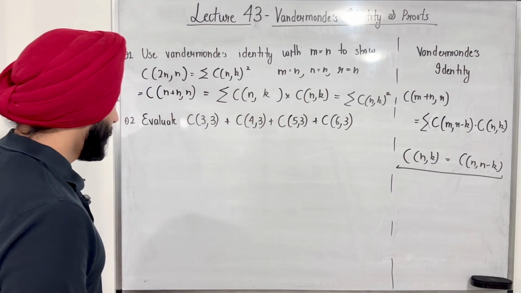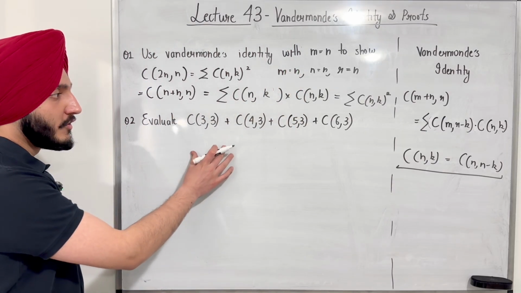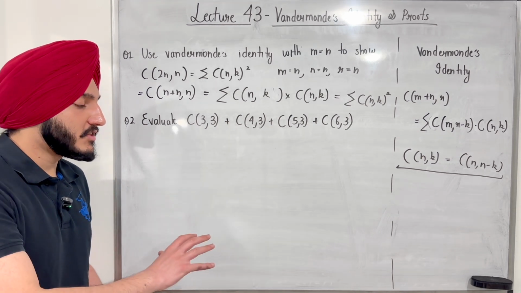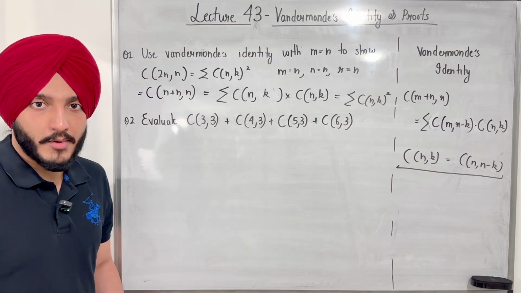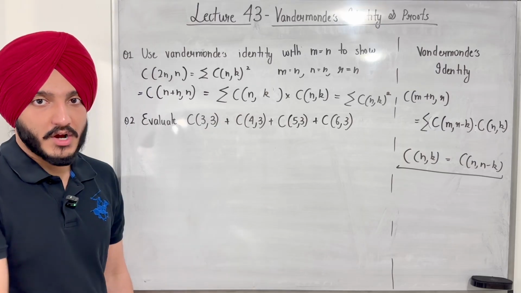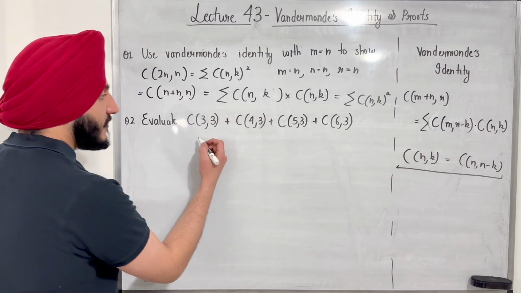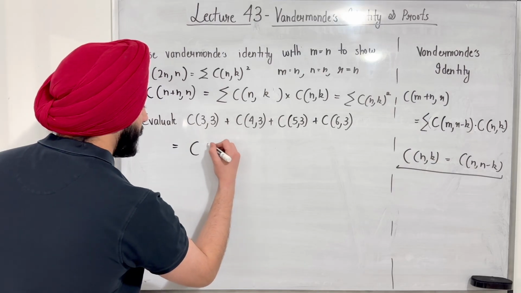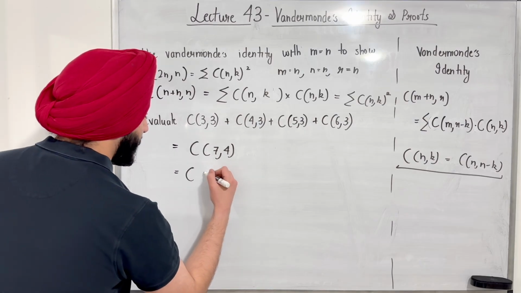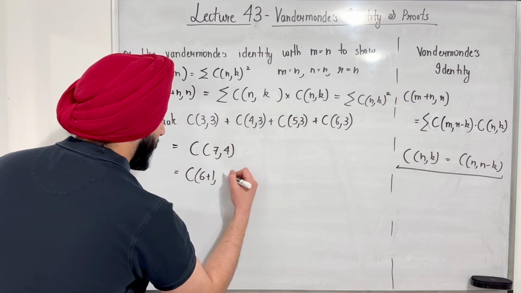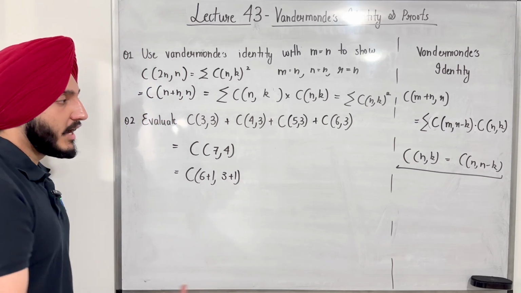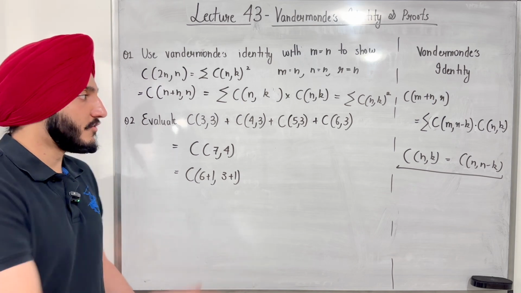Okay, second question: evaluate the following expression. For this one, if you remember, this is pretty similar to theorem 2 that we covered, right? So I'm just going to skip the complete simplifying part. You can open the second theorem that we covered on the side, and the idea is very simple. This would actually be equal to C(7, 4), which you can write as C(6 plus 1, 3 plus 1). And if you remember in the theorem, this is how we covered it. It's pretty much the opposite direction of how we solved that one.